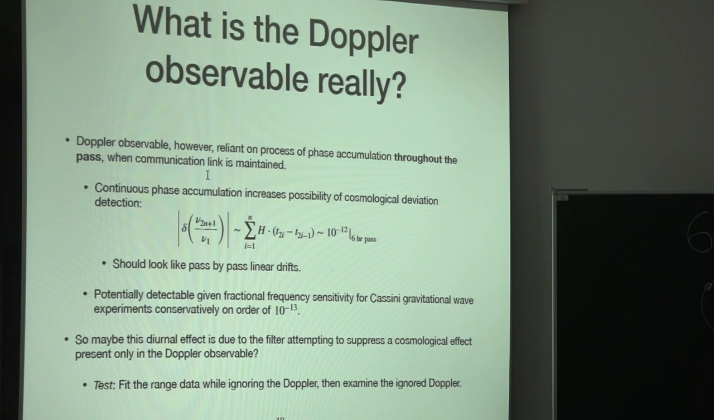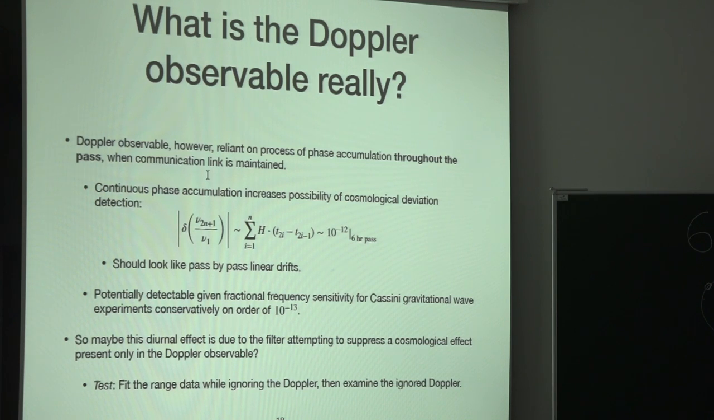Continuous phase accumulation increases the possibility, because it basically compounds the magnitude of the effect to the point where for a 6 hour pass, remember we have 40 days of 6 to 8 hour passes, you have a level of the cosmic effect at 10 to the minus 12th, versus the Cassini gravitational wave experiments' sensitivity, which is on the order of 10 to the minus 13th.